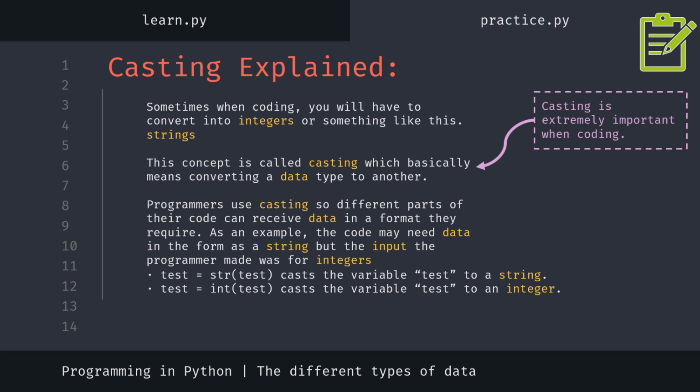Now, I never knew this concept had a name until a few weeks ago, so I thought I would add it to today's video. Casting means converting a data type to another. Casting is very important as different parts of code might require different formats of data. As an example, the code may need data in the form of a string, but the input was made for integers.